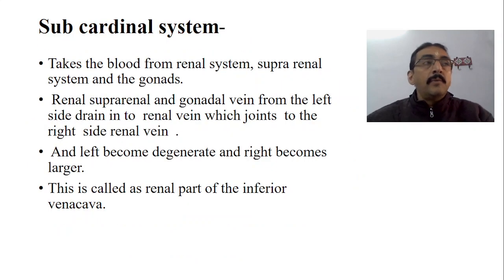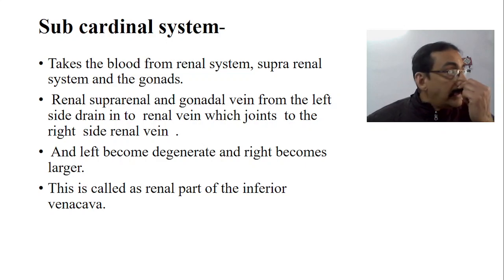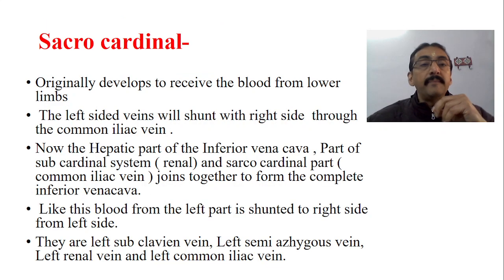Now, what do you mean by the subcardinal system? It takes the blood from the renal system, suprarenal system, and the gonads. The renal, suprarenal, and gonadal veins from the left side drain to the renal vein, which joins the right side renal vein. The left becomes degenerated and the right becomes larger. This is called the renal part of the inferior vena cava.